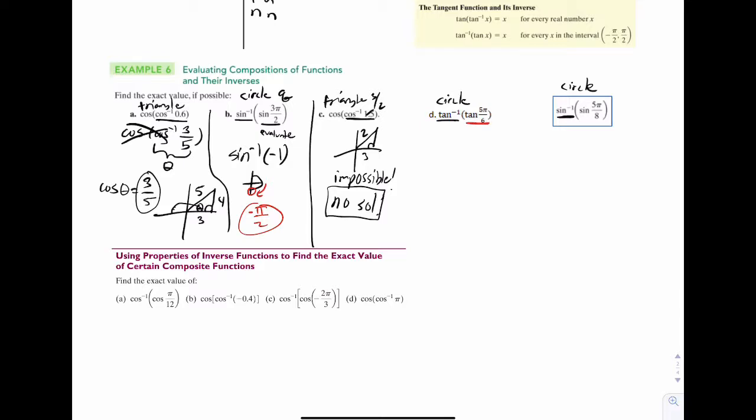Evaluate that thing. Tan of 5π/6, that is -√3/3. So now we're going to do tan inverse of that. We highlight quadrants 1 and 4. -√3/3 is right there, which means the answer is -π/6, or -30 degrees.